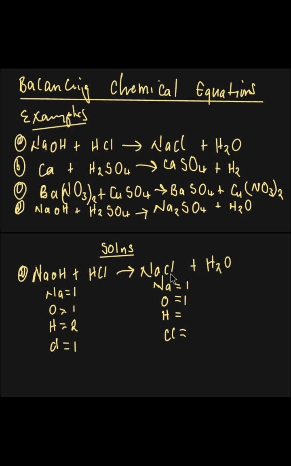What about hydrogen? Like I said in the previous video, this number that is seen as a subscript is only for the element that is before it. So this simply means that we have two atoms of hydrogen. What about chlorine? We have one. Now you compare sodium: one and one. Oxygen: one and one. Hydrogen: two and two. Chlorine: one and one.